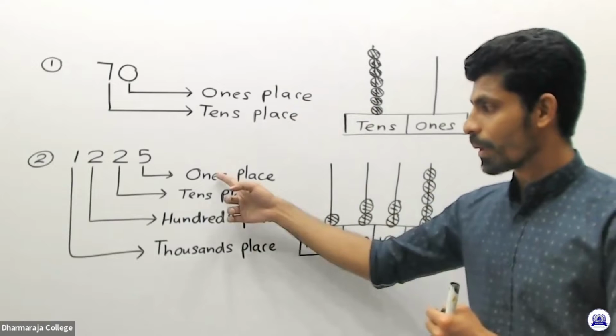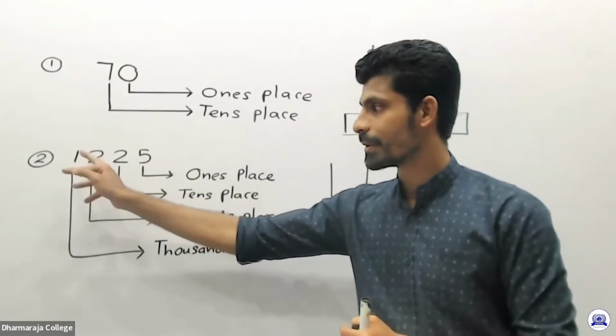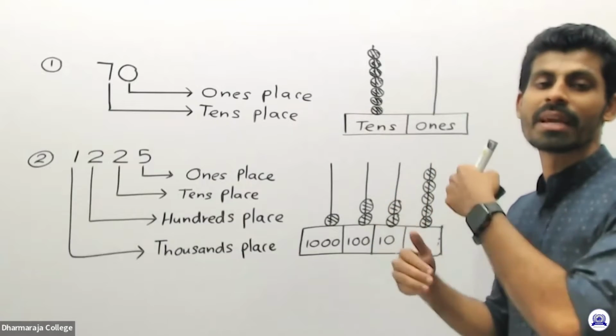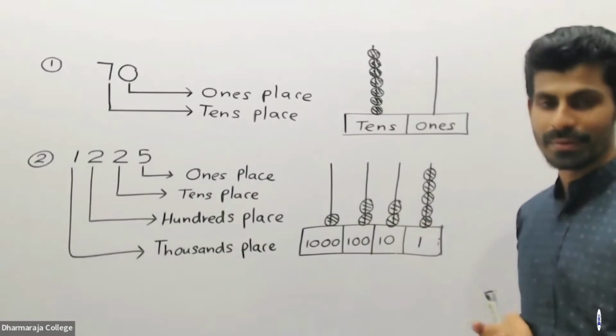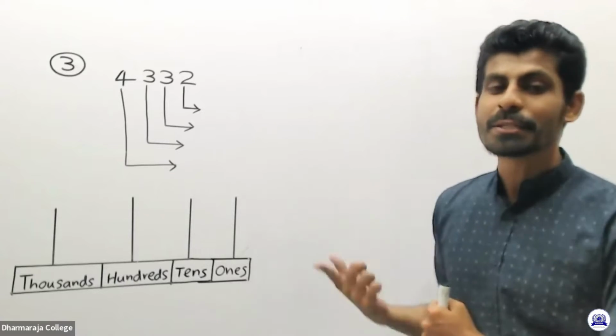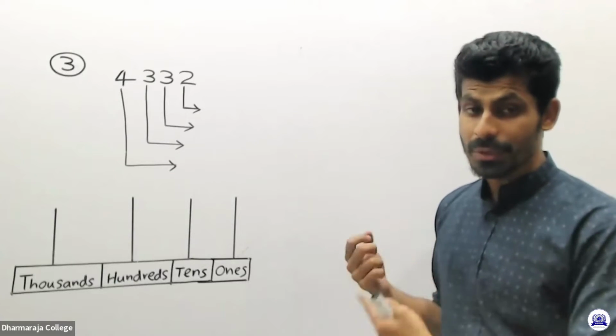Ones place, tens place, hundreds place, thousands place. Just quickly note it down. Then we can move to question number 3 and 5. Look at question number 3. Now you need to do this one. Just try to do this one.